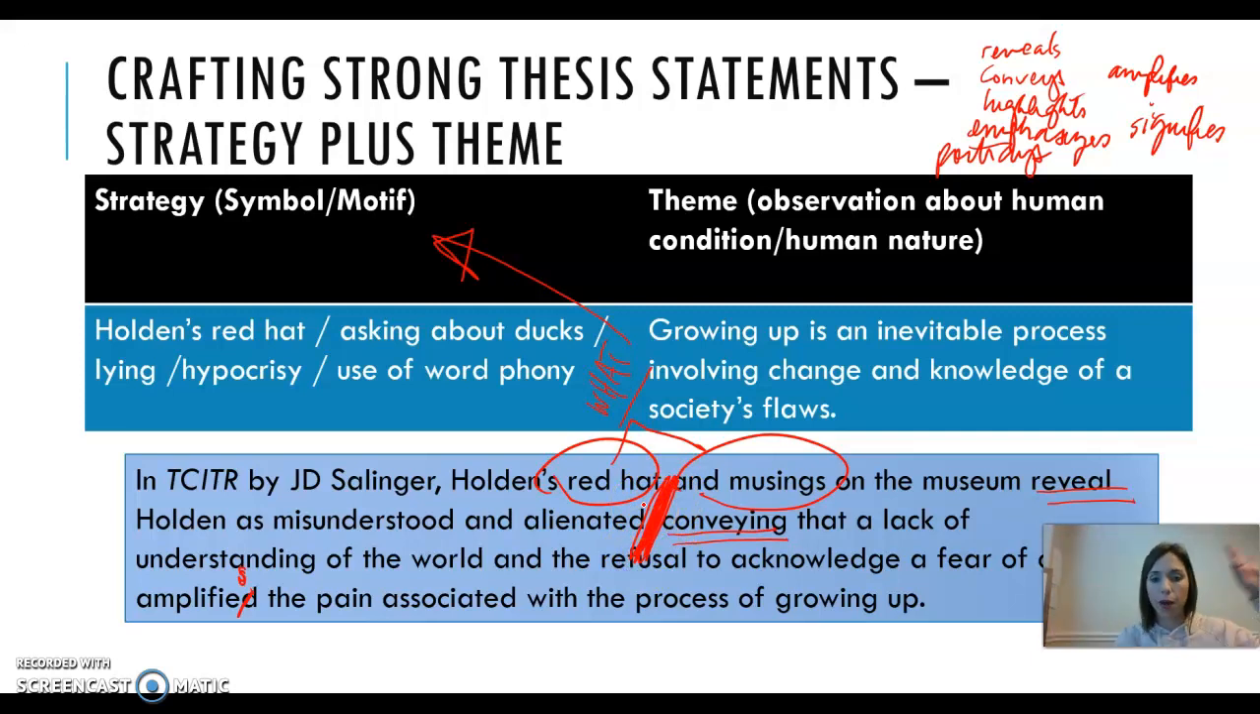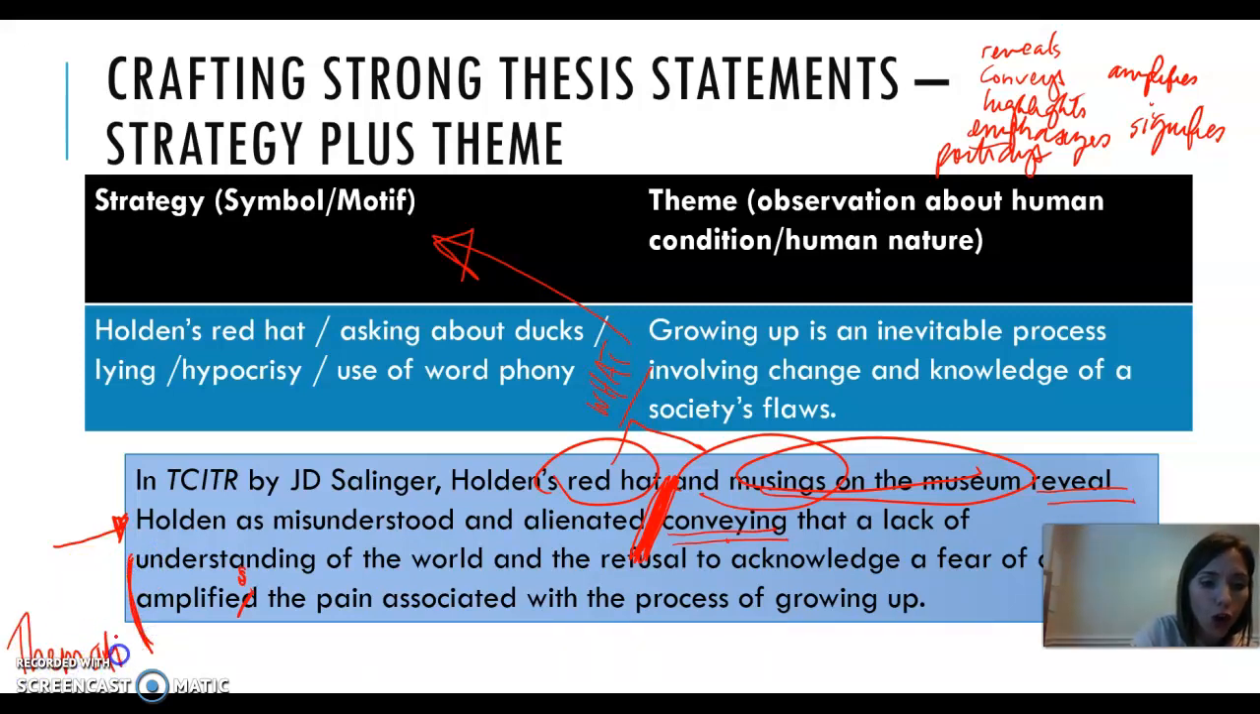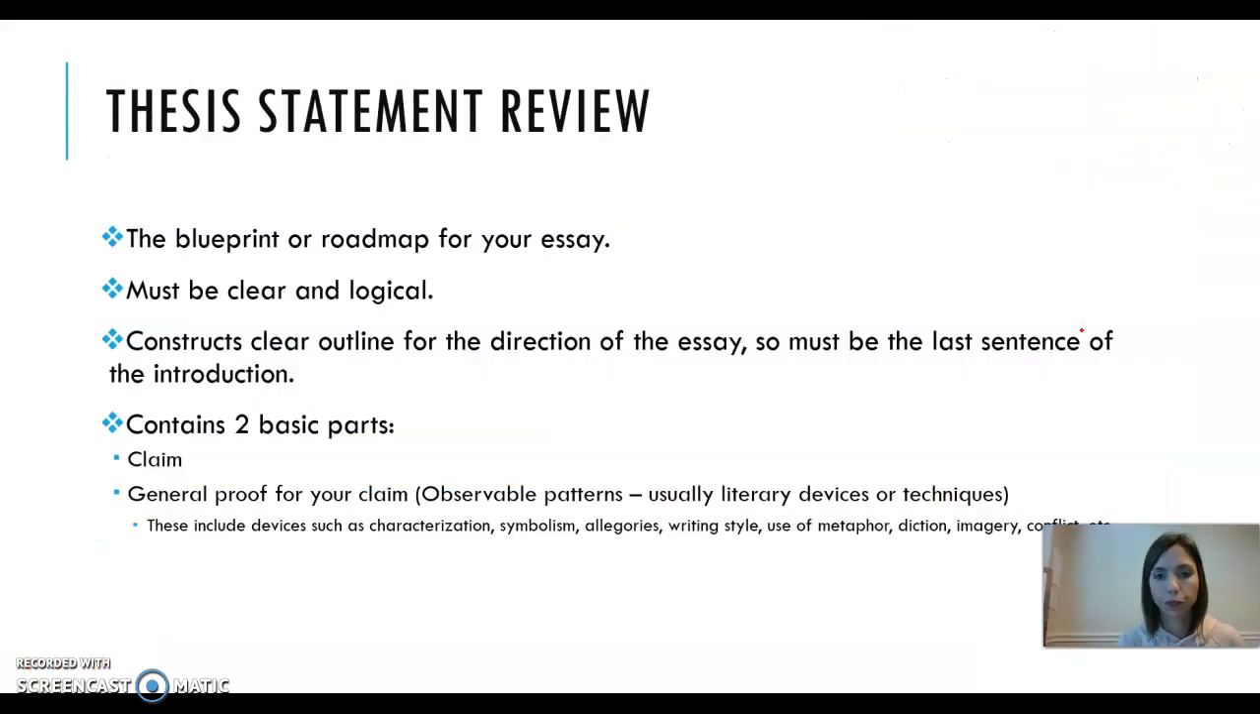So my paper is going to be about the red hat and, as he talks about, the museum. What does it show about Holden? That would depend on your prompt. And then conveying. And behind conveying is going to be a thematic idea that we can all relate to. And notice in the thematic part, there are no character names because it's universal. It's for all of us. So you can think of two parts of your thesis, and maybe behind, like my big giant red slash mark, these being some great verbs to use.